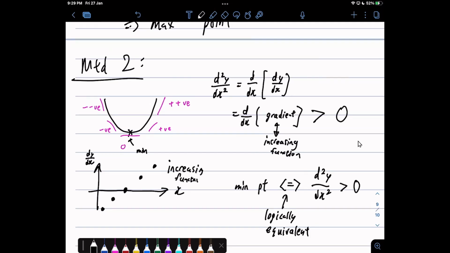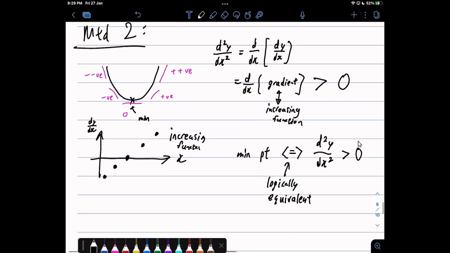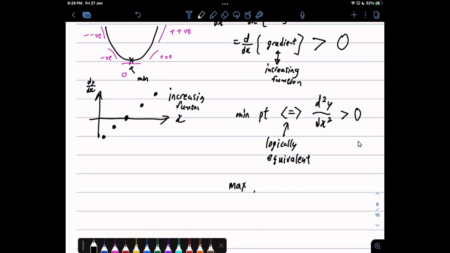It's the same, basically. Like a right angled triangle: a squared plus b squared equals c squared if and only if it is a right angled triangle. So minimum point means d2y by dx squared more than 0. Then clearly, if you just reverse the argument and go in the opposite direction, a maximum point will be the same as d2y by dx squared less than 0.